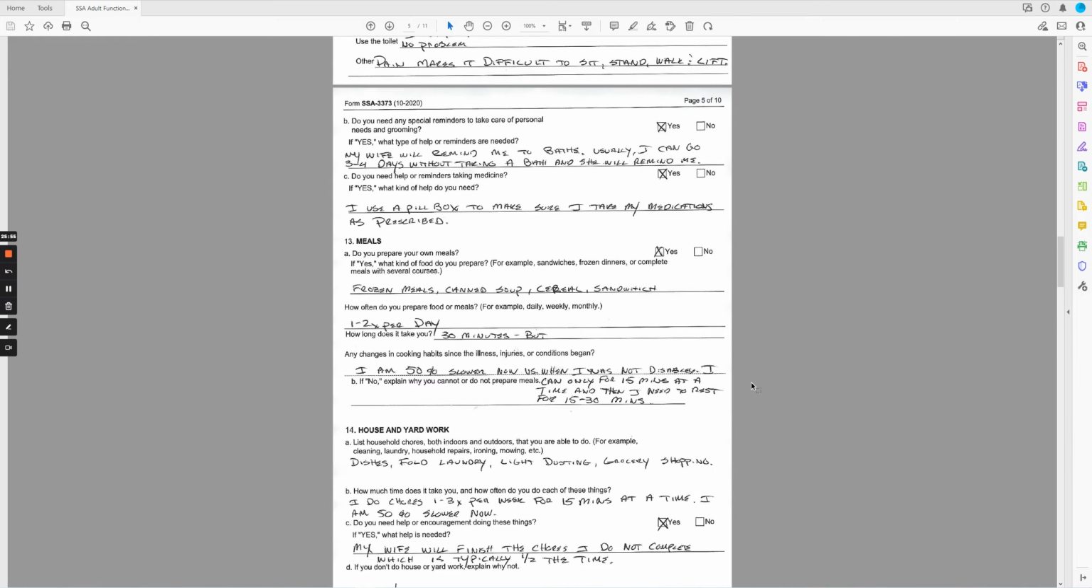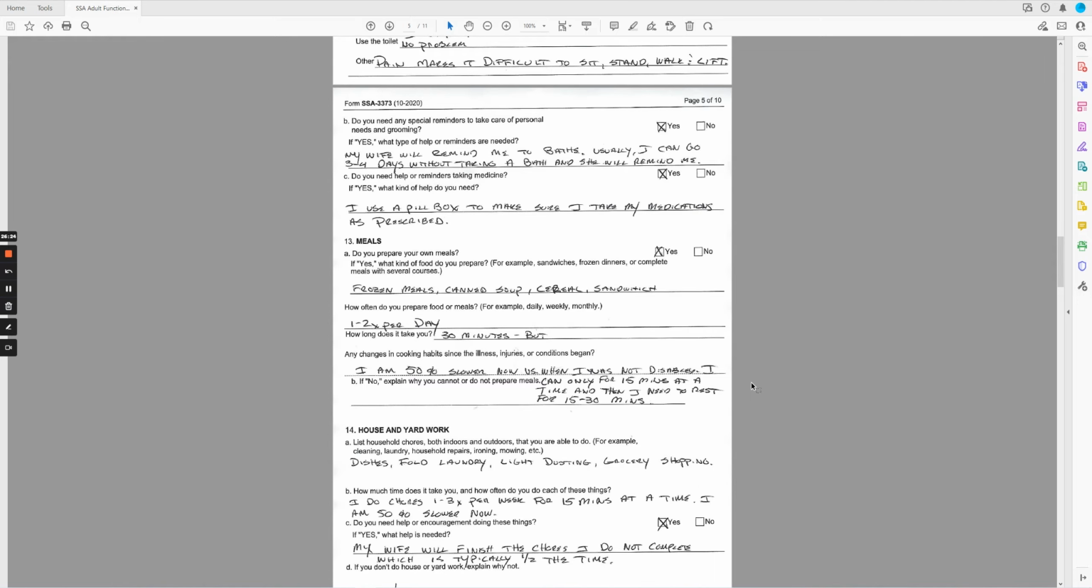Question number 14, house and yard work. List all the household chores you do, both indoor and outdoors, that you're able to do. So you can say none if you absolutely do none. But remember, we just talked about cooking. So cooking is a household chore. Also, going to the grocery store is a household chore. So here, just be real careful if you say none, because one thing you don't want to do is over exaggerate either, right? So you want to kind of split the hairs and just call it exactly how it is.